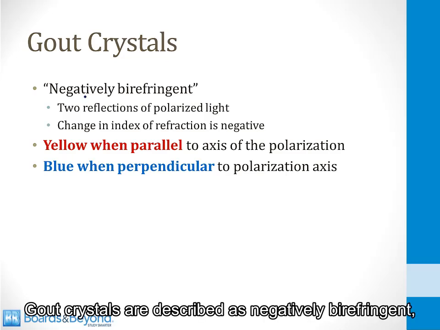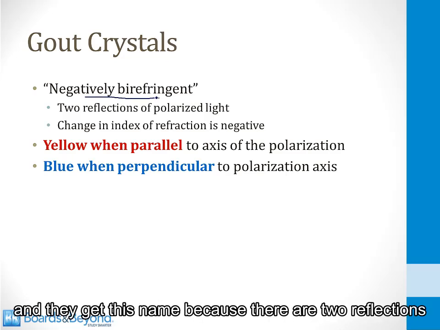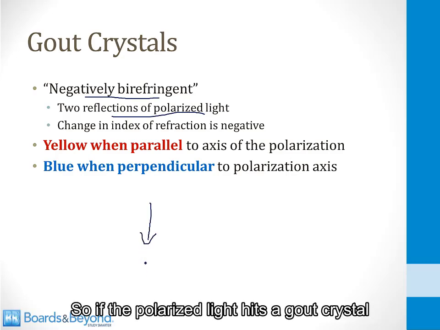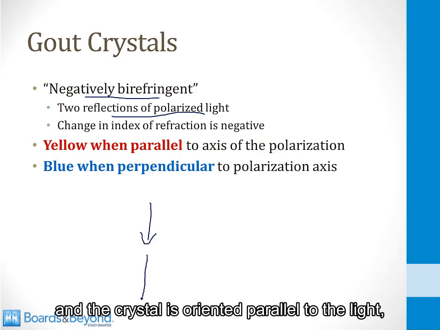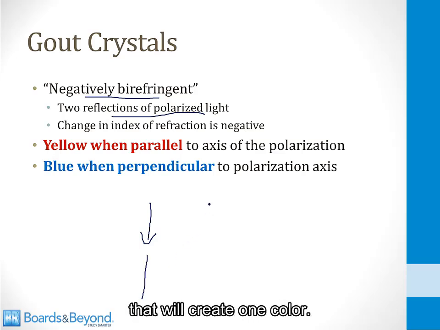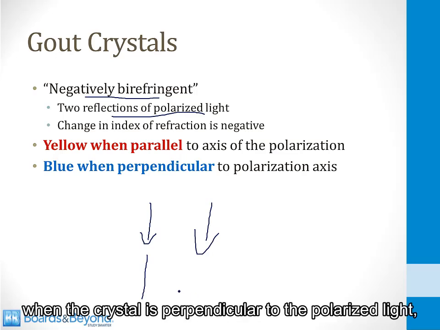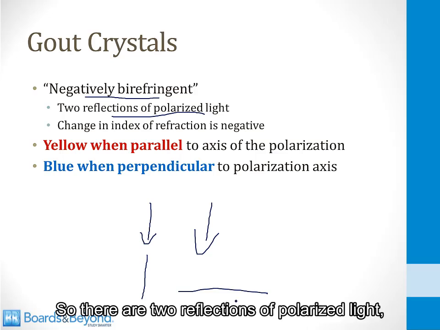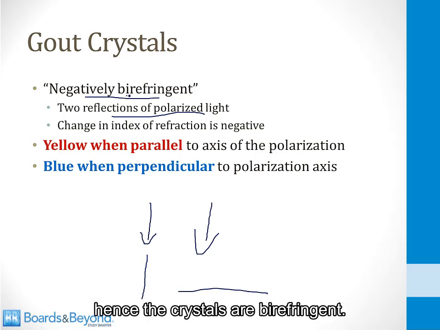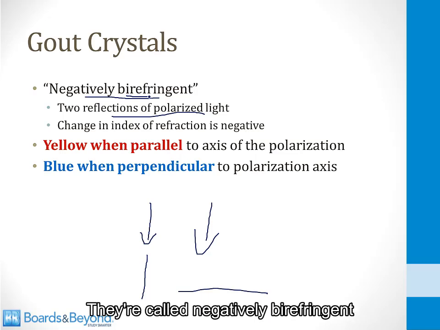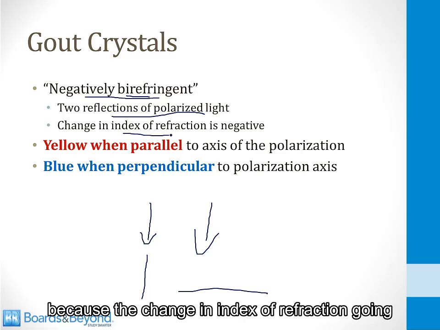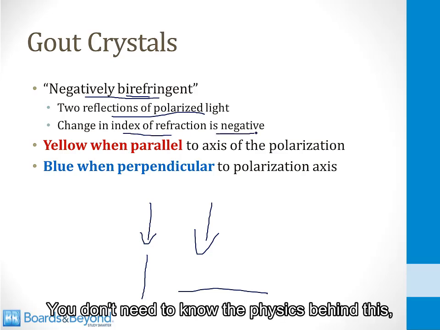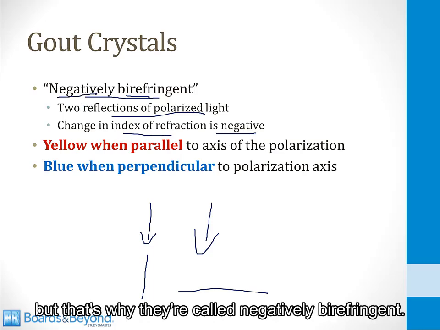Gout crystals are described as negatively birefringent, and they get this name because there are two reflections of polarized light. So if the polarized light hits a gout crystal and the crystal is oriented parallel to the light, that will create one color. If the light hits the crystal when the crystal is perpendicular to the polarized light, that will create a different color. So there are two reflections of polarized light. Hence the crystals are birefringent. They are called negatively birefringent because the change in index of refraction going from parallel to perpendicular is negative. You don't need to know the physics behind this, but that's why they're called negatively birefringent.